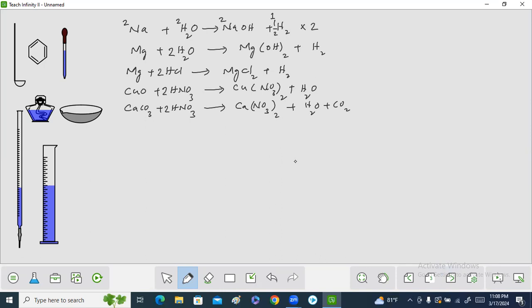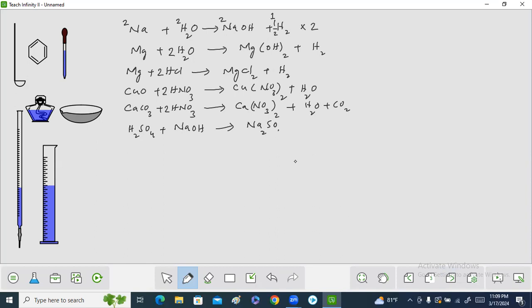Now, then this is the metal, then metal oxide, then metal carbonate, and then metal hydroxide can also react with the acid. So this is acid and metal hydroxide. This is metal hydroxide, salt and water are the product.